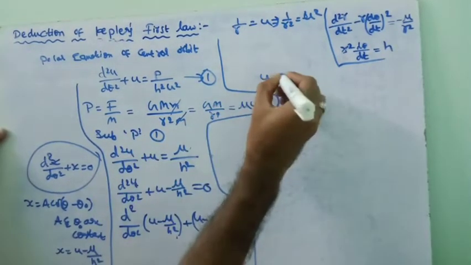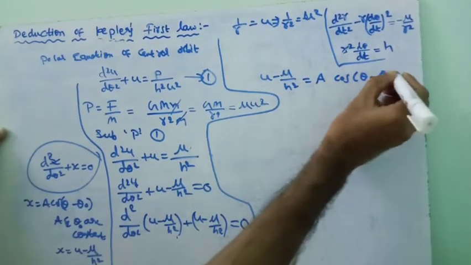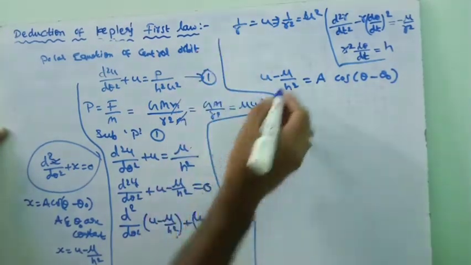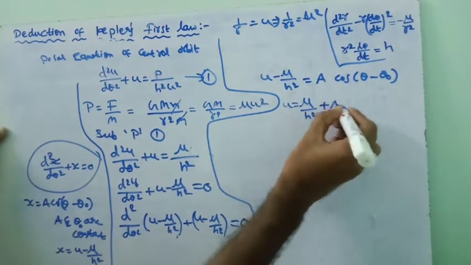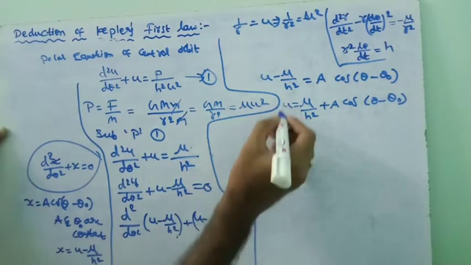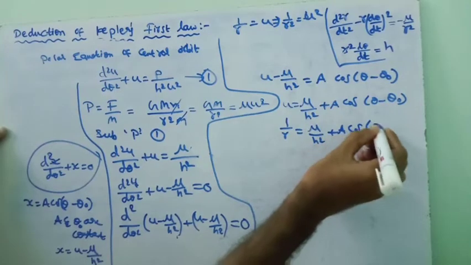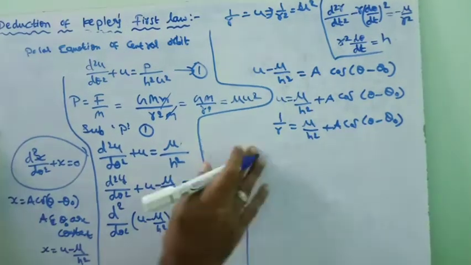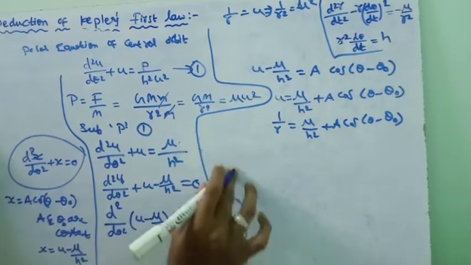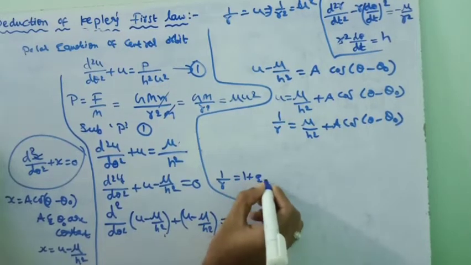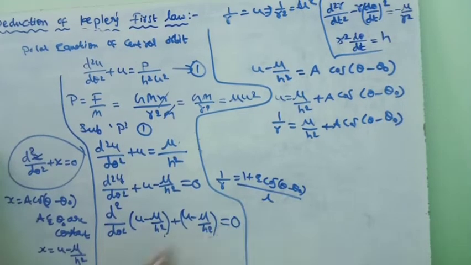So x, which is u minus mu by h square, is equal to a cos(theta minus theta naught). We send mu by h square to the other side, so u is equal to mu by h square plus a cos(theta minus theta naught). We write u as 1 by r, giving 1 by r is equal to mu by h square plus a cos(theta minus theta naught). We write this equation in the form 1 by r is equal to (1 plus epsilon cos(theta minus theta naught)) by L. This is a conic equation.